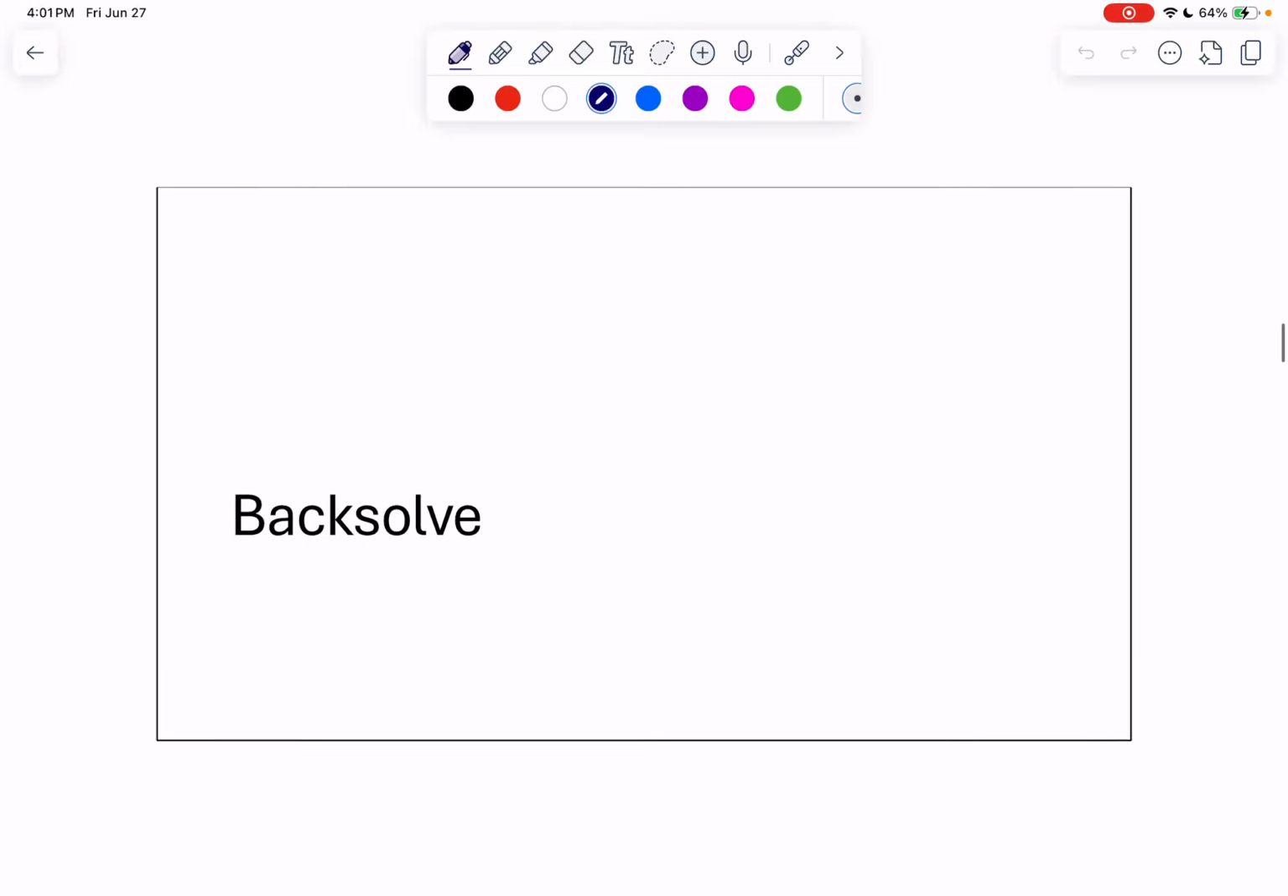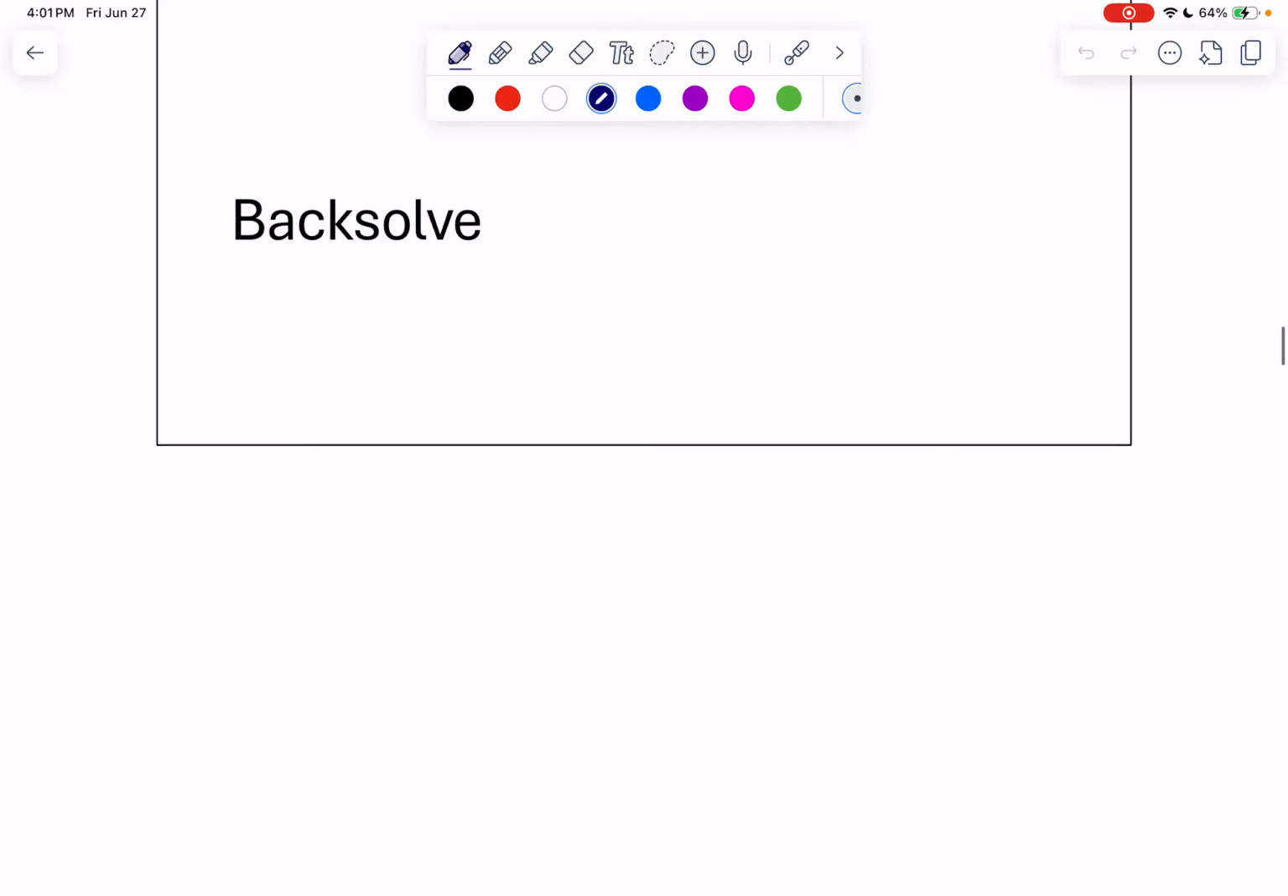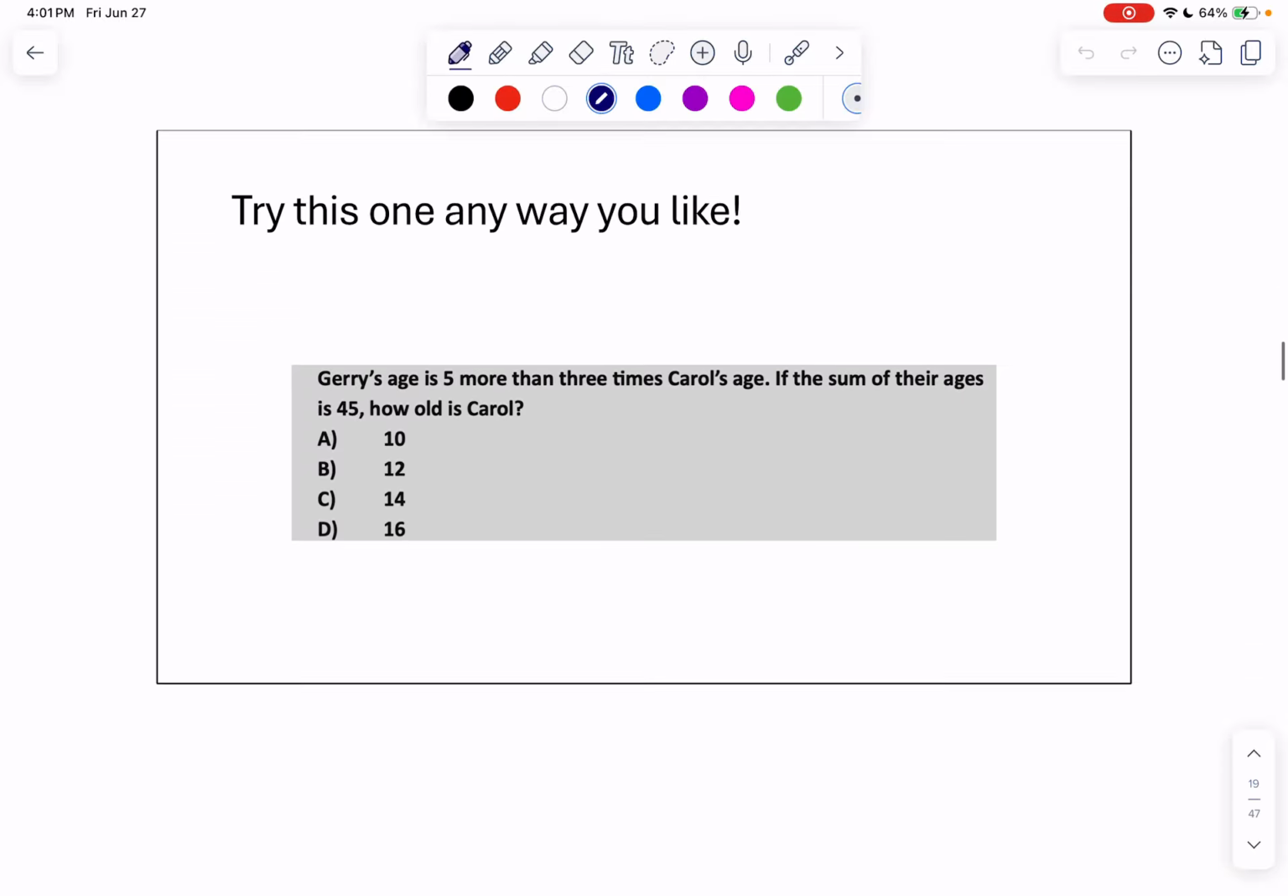Let's do it. So Backsolve is basically the technique where we work off the answer choices, just trying them out and seeing which ones work. This can work on so many different kinds of problems on this test, but the big difference from plug-in is that here it actually matters what the unknowns are, because only one of the answer choices will be correct. So let's take a look at this guy.